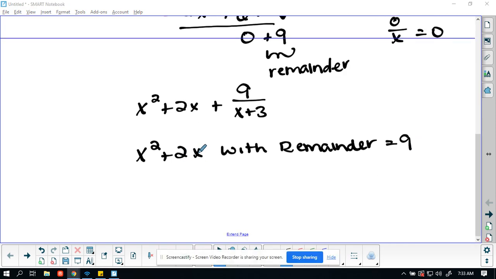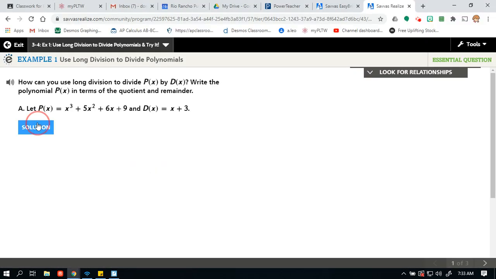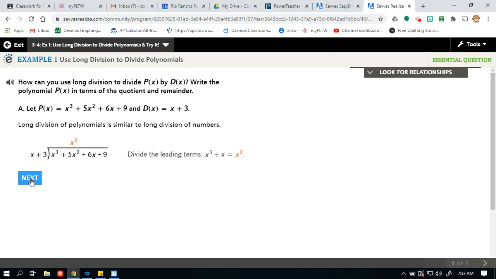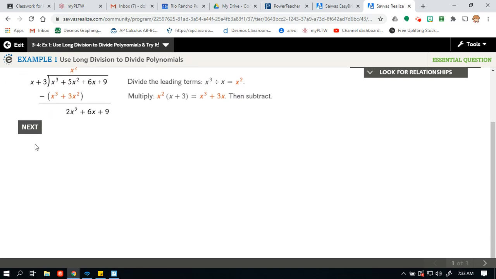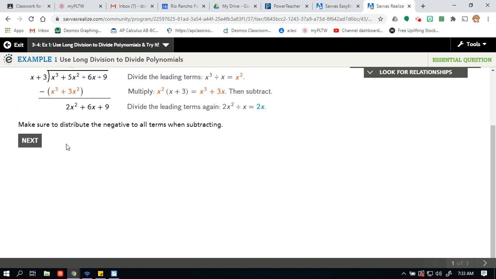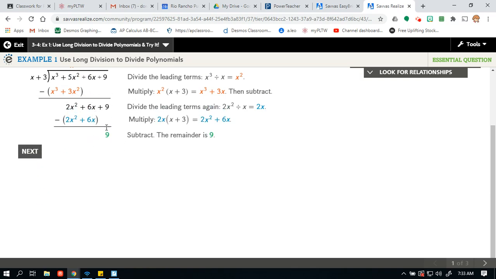So let's go back to the book and see how they write it. So there's x squared. They pull down all the terms. Again, I just pulled down the one term. Divide again by x. We get that. And then we get the remainder of 9.